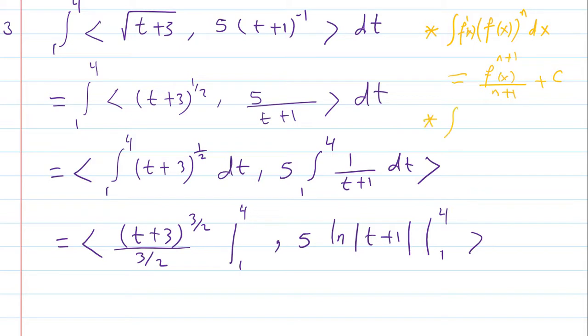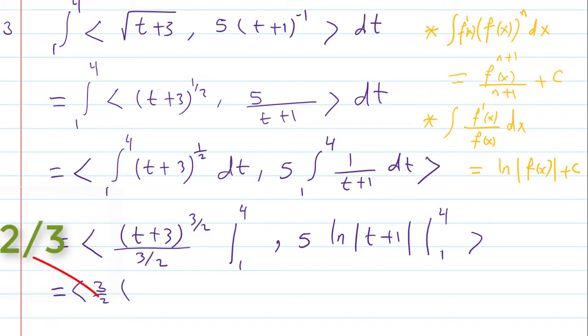For the second component, we applied the rule that says if we have the integral of a rational function with denominator f of x and its numerator is the derivative of the denominator, then this integral is equal to ln absolute value of f of x plus constant. All we need to do now is to substitute. We are going to substitute by 4 minus substitution by 1. So here we have 3 over 2.